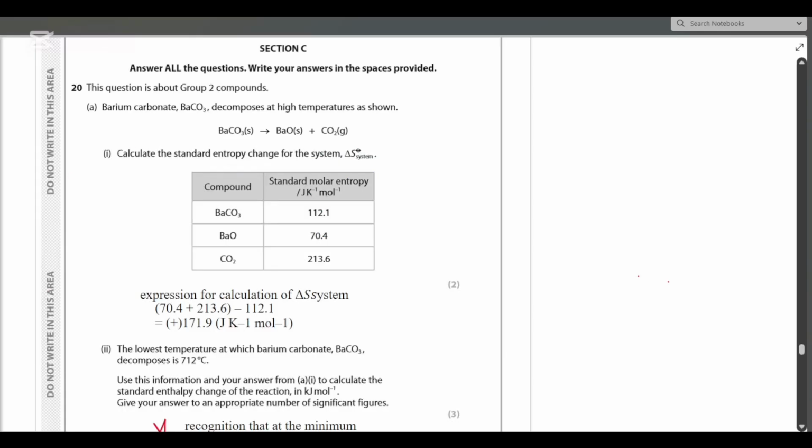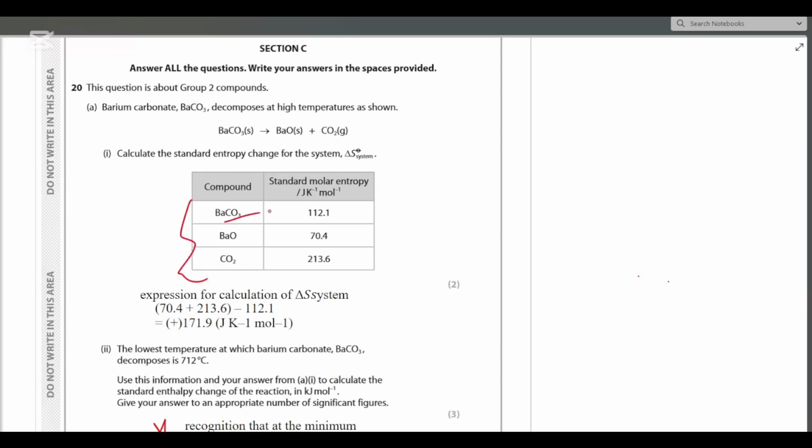Okay, moving on, let's start with section C. Number 20. This question is about group 2 compounds. Barium carbonate decomposes at very high temperatures as shown. So we have barium carbonate solid, which is decomposed to barium oxide and carbon dioxide as a byproduct. They told you to find the standard entropy change for the system, as we can see very clearly with the data provided right here, with all the standard molar entropies provided for the respective compounds.